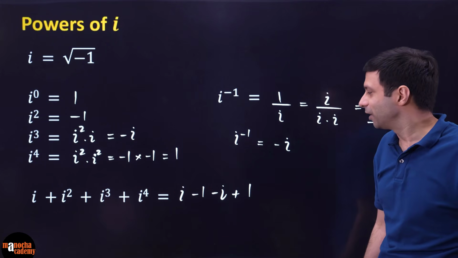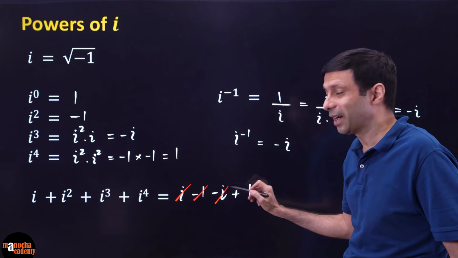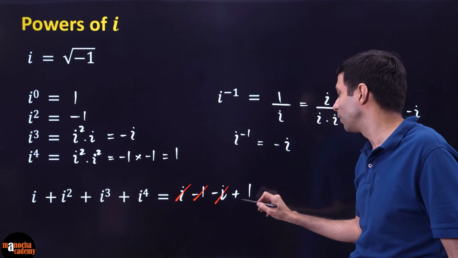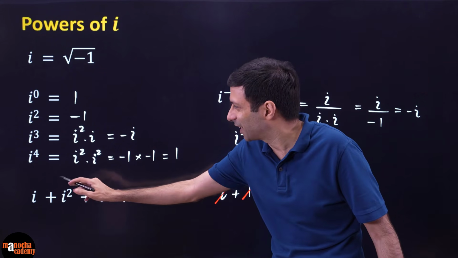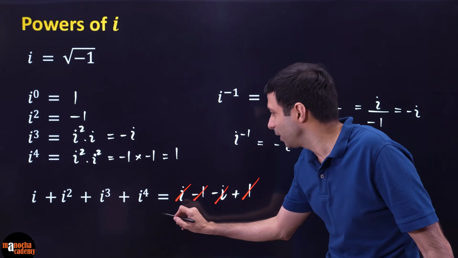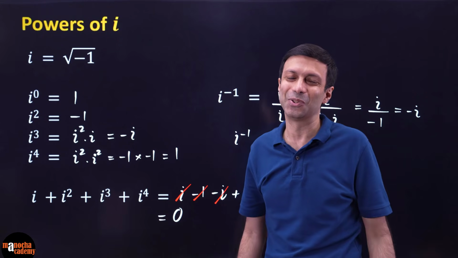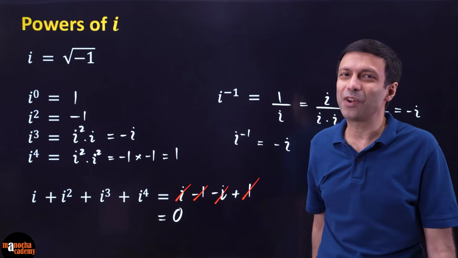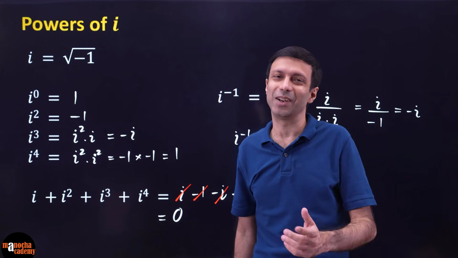So guys, what do we have here? I cancels, minus I and minus I, right? They're cancelling each other. Minus 1, 1 cancels. So the final answer is very interesting. The sum of all these, I plus I square plus I cube plus I to the power 4, is going to be equal to 0. So interesting. These powers of I questions are very cute and interesting, and you can get these types of questions in your exam.